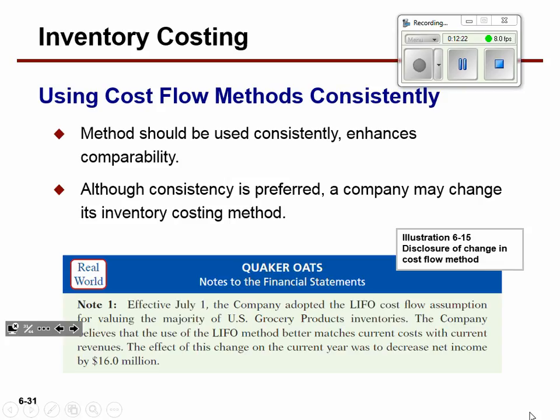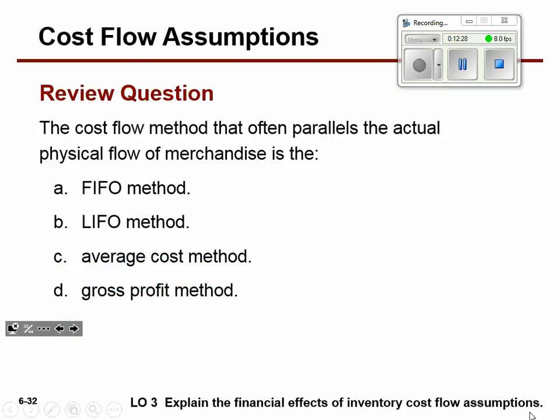So the key word here is consistency. Try to be consistent unless there's some major economic shakeup. Here's a couple review questions, and then we'll try some average problems together. The cost flow method, so again, FIFO, LIFO, average, which one? They've got another random one in there.